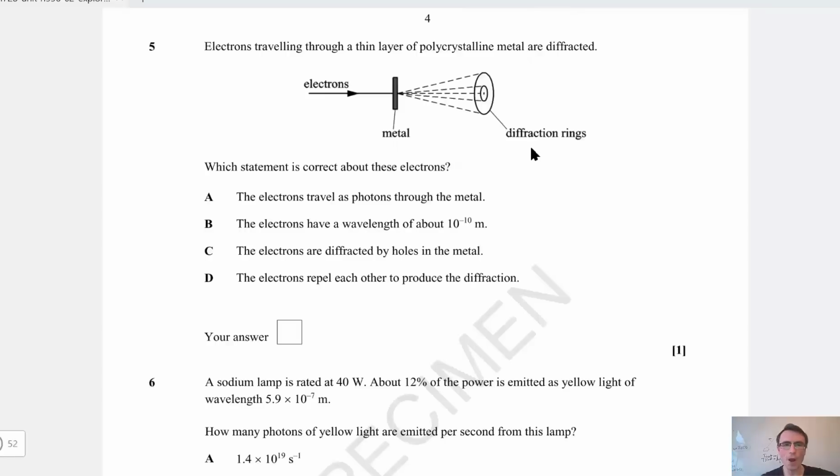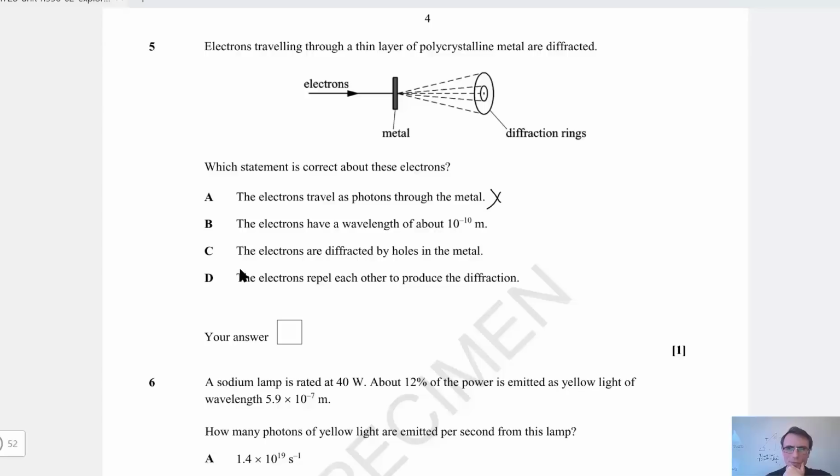Okay, question 5. The electrons travel through a thin layer of the polycrystalline metal and they're diffracted. Which statement is correct about these electrons? The electrons travel as photons through the metal. That's not correct. The electrons have a wavelength of about 10 to the power of minus 10. Well, 10 to the power of minus 10 is roughly the atomic spacing, so this is a good contender for the correct answer. But let's have a look at the rest of it.